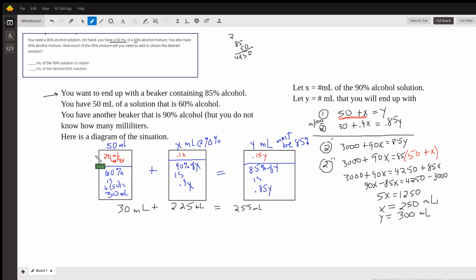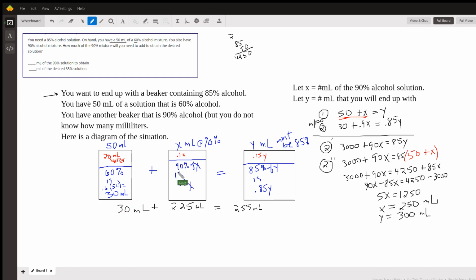Let's see what the diagram looks like. Here's the 50 milliliter beaker. It's filled up with 50 milliliters. 60% of it is alcohol. So we can actually take 60% of 50 milliliters and find out that there's 30 milliliters of alcohol in this beaker.